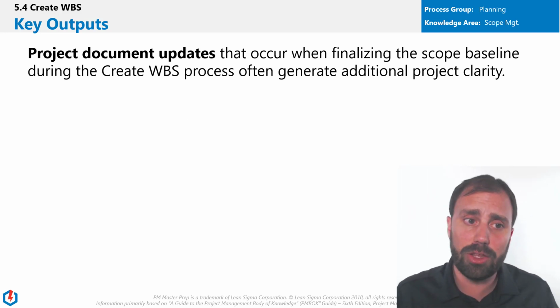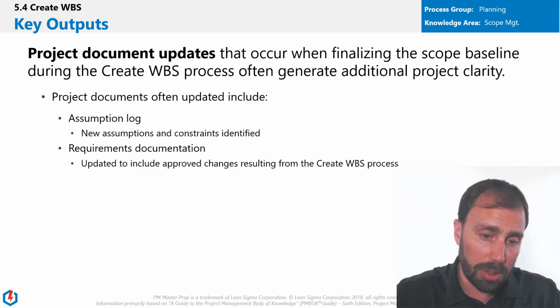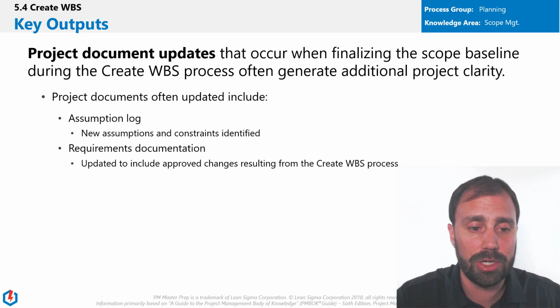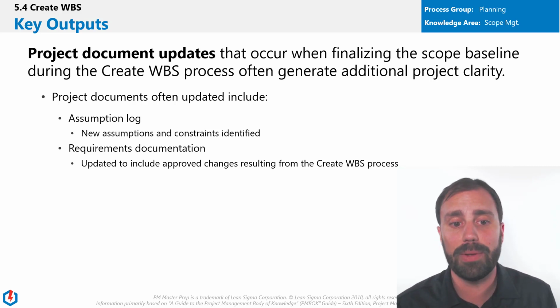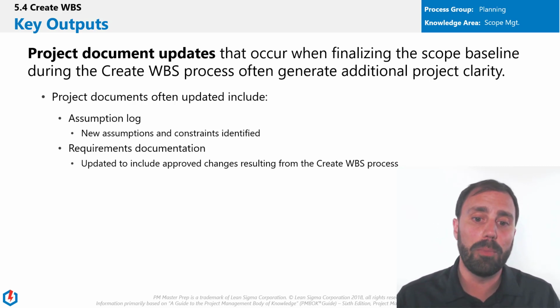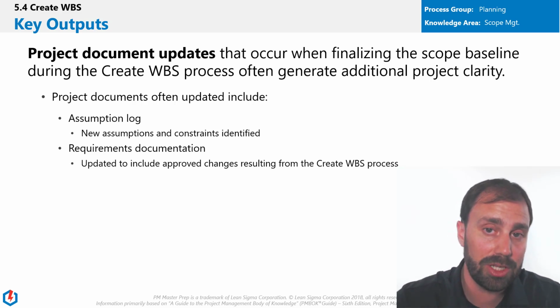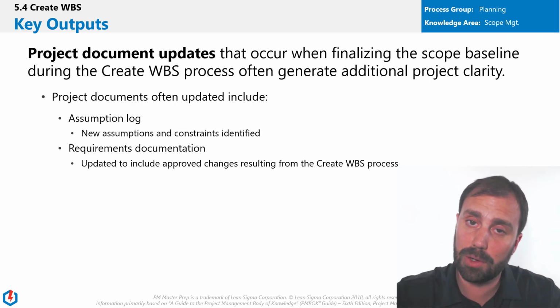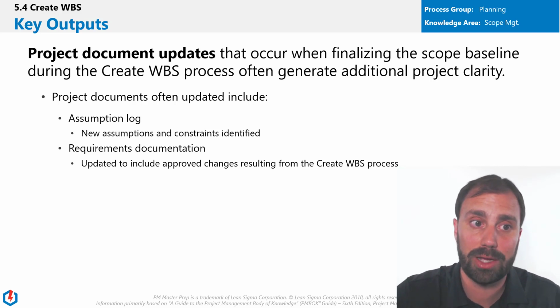All right, so we also said there's going to be certain project documents that are going to be updated as you create these. Assumption log, requirements documentation, new assumptions and constraints are going to be identified. And then requirements documentation, you're going to have approved changes that are going to result in changing the WBS potentially as you go forward, but always an approved change request. So that could be an output as you go and iterate on this process.